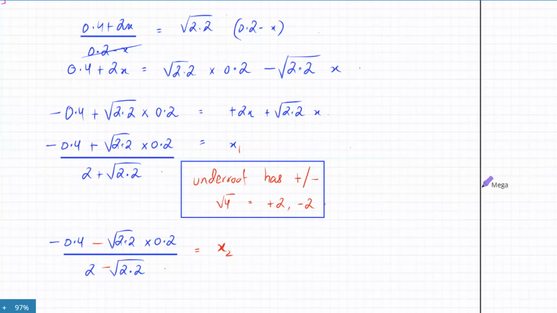Has anyone solved it? Alisha, Raeed, anyone? Okay, we have one answer. That's minus 0.0297. So I'm assuming that's the first one, minus 0.0297. Okay, what about the second one?